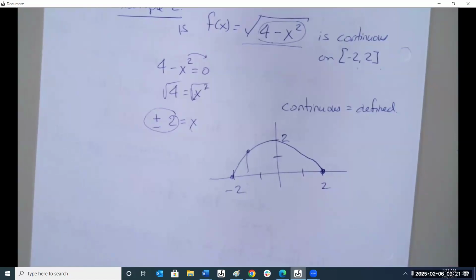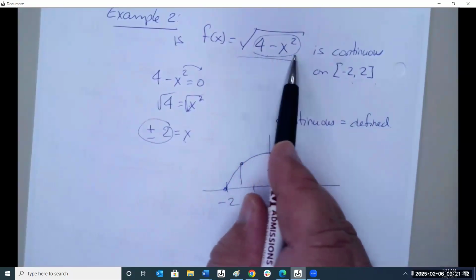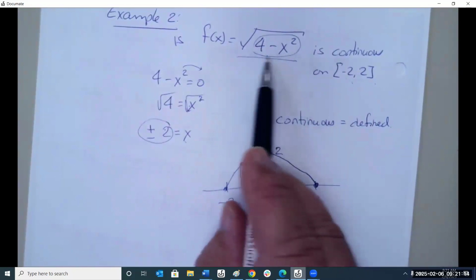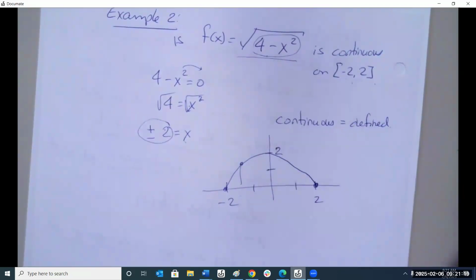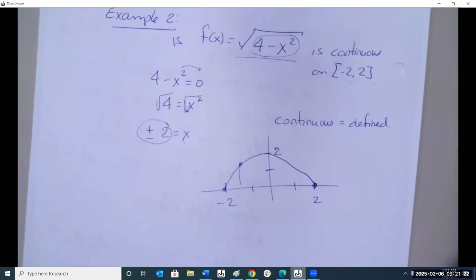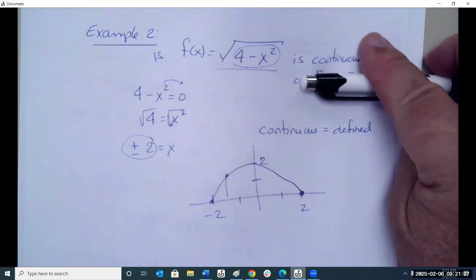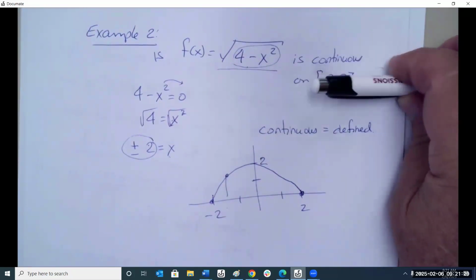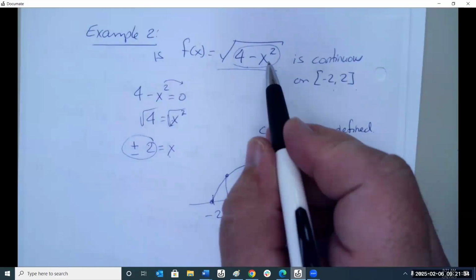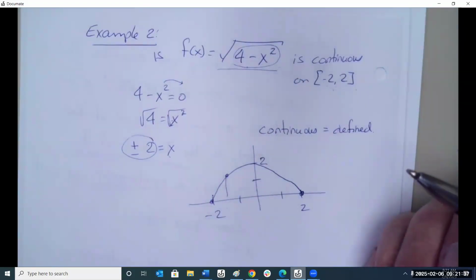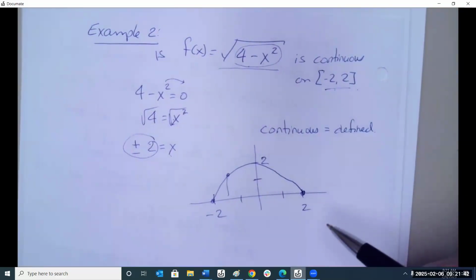Is it continuous? Yes. How do I know? Because inside this domain, I cannot find a value that's going to make it illegal. Can I put 3 in there? Why not? Well, if I didn't have that domain, can I put 3 in there? No. 3 squared is 9. 4 minus 9 is negative, and you can't take a square root of a negative. We can't use 3 because it's not in our domain.